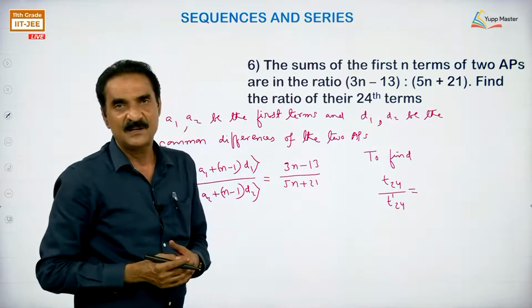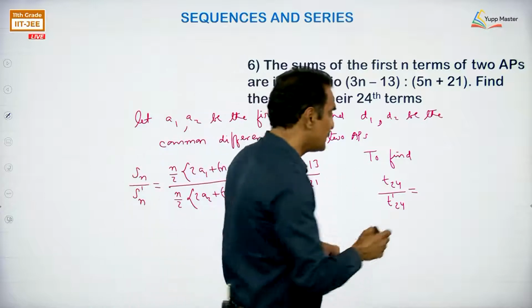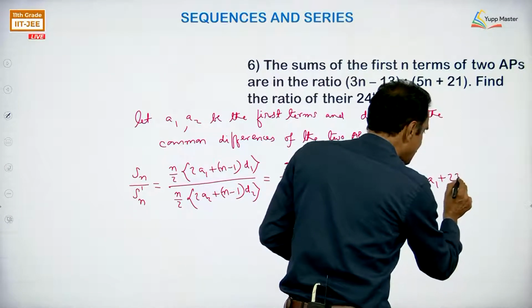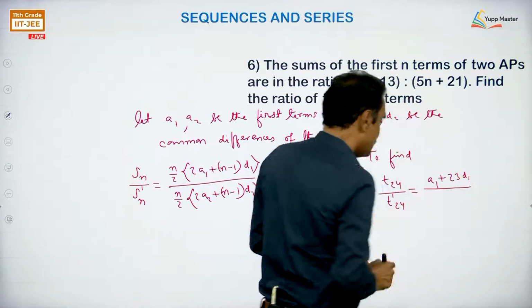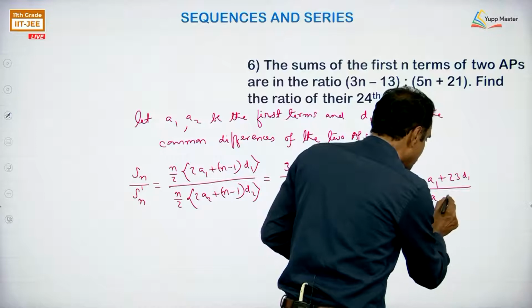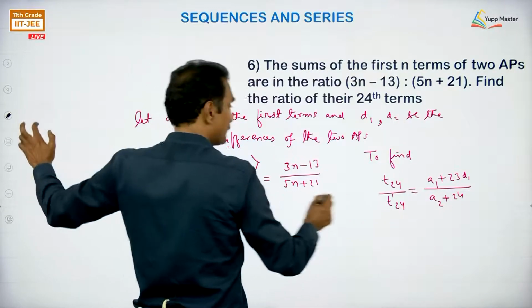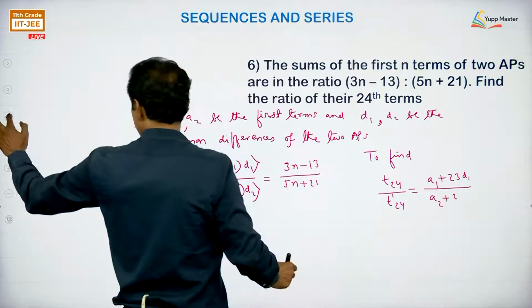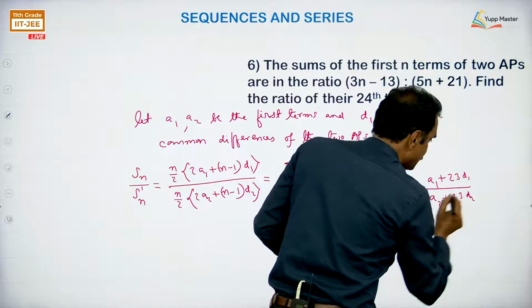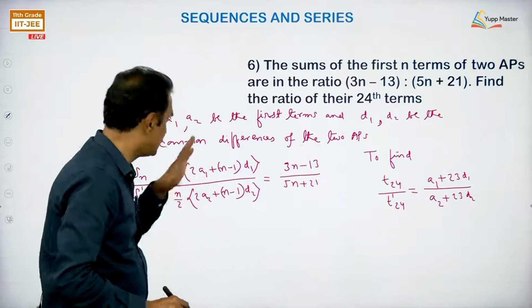You know what is the nth term of an AP? a plus n minus 1 into d. So for T24 it is a1 plus 24 minus 1, 23 d1, by a2 plus 23 d2. Alright, this is given.